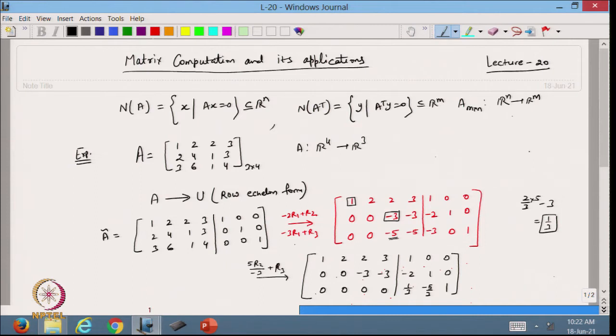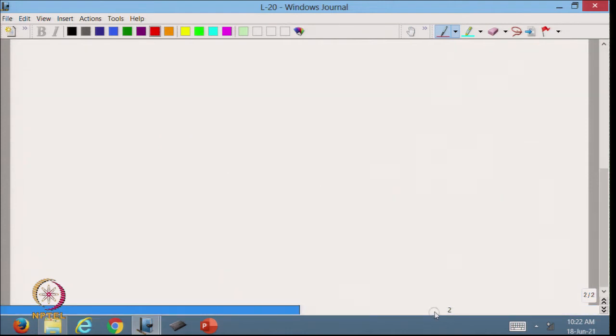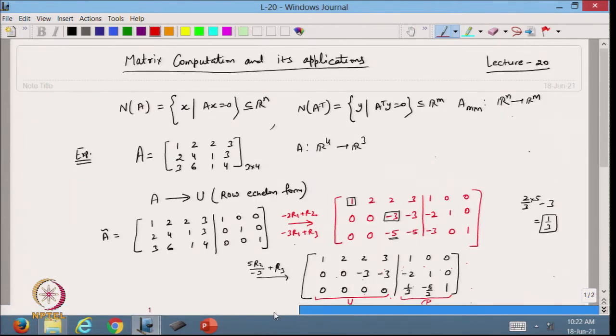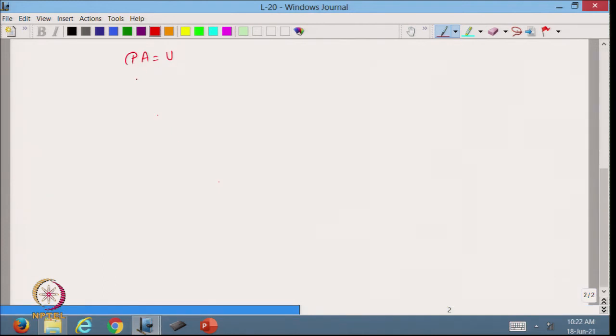So now I can write that this is my echelon form. It is my U, and the matrix corresponding to that is P. So in this case we know that the matrix P A becomes U. Now, we also know that the rank of this matrix is 2.